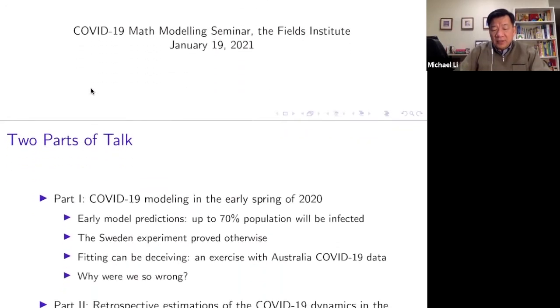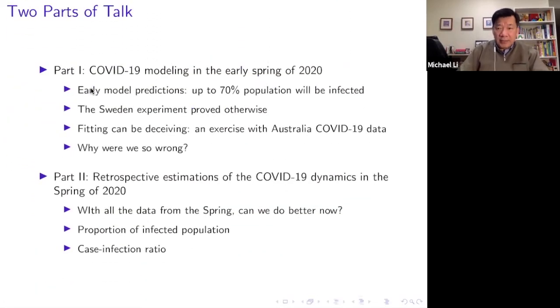So there are two parts to the talk. The first part is I will look back at the early spring, or during the first wave, at the kind of modeling many modelers have been doing, and what we have been doing with Alberta Health. We're the main modeling support group for Alberta Health during COVID. And then the second part is, now that we have all of the data we need from the spring, can we actually do a good job of accurately estimating the information we need. One of them is this proportion of the infected population.